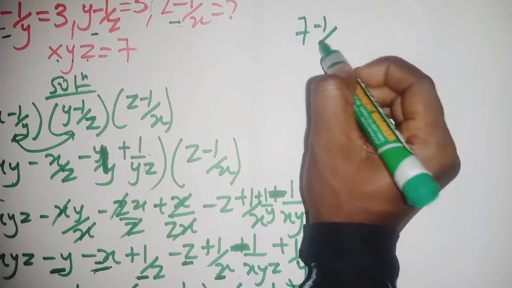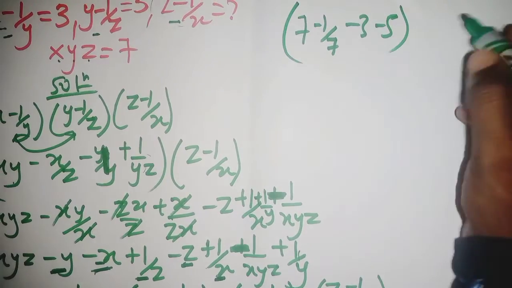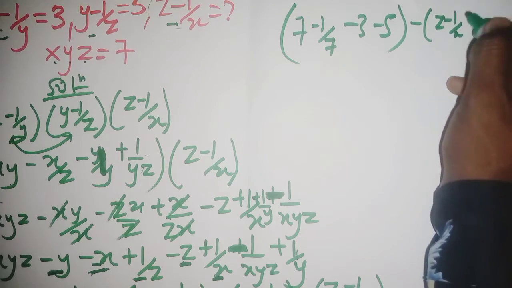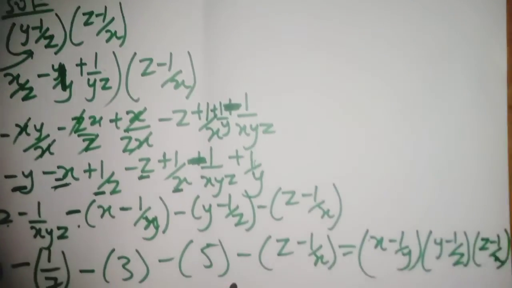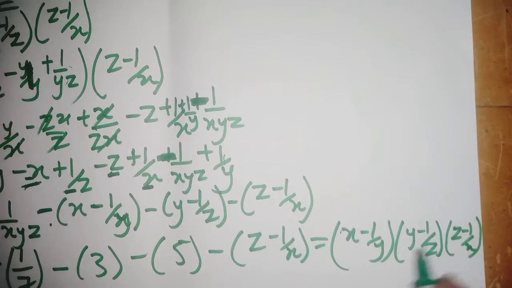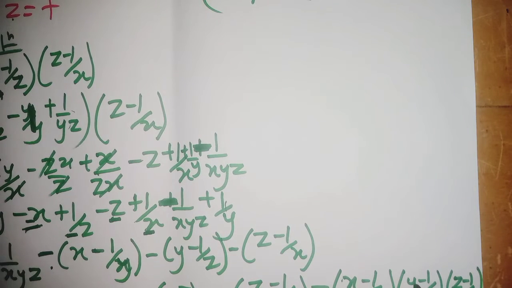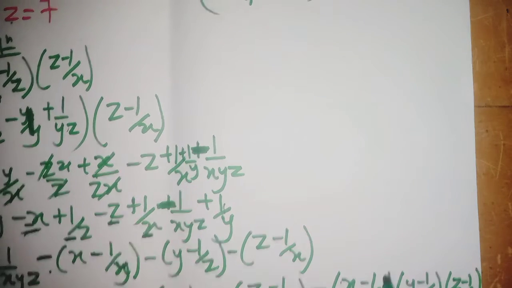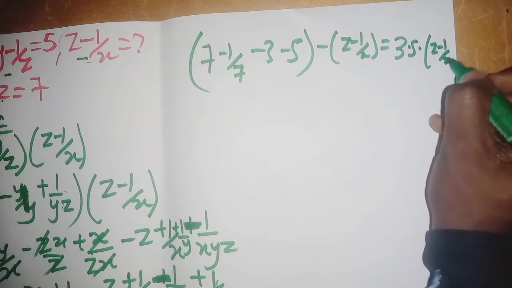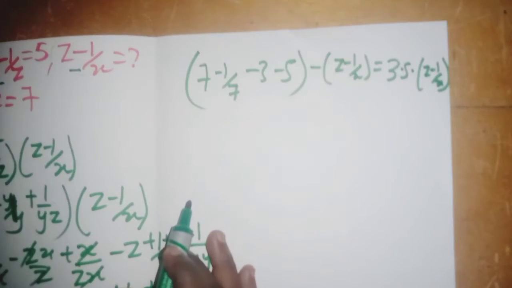So the whole thing now becomes 7 minus 1 over 7 minus 3 minus 5, all of this minus what we are looking for, which is z minus 1 over x here, equals, remember, this x minus 1 over y, which is just 3, then y minus 1 over z, which is 5. So 3 multiplied by 5 multiplied by z minus 1 over x. Good. So now let's simplify the whole of that.